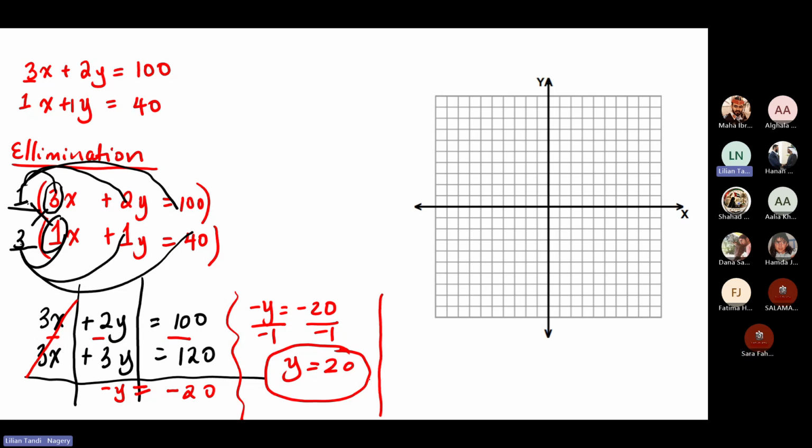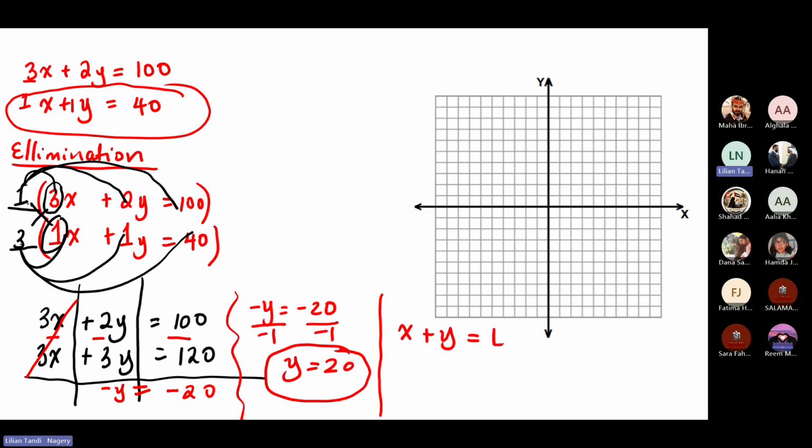Once I find y, I will find x. How do I find x? I need to choose either this equation or this equation. It doesn't matter. Whichever equation you want, you use it. I will choose this one because it has small rakams. I don't want to waste a lot of time. So I will write here, x plus y equals 40. What do I know? I know y. I will put it in parentheses. X plus 20 equals 40. To get x, I will minus 20 on both sides. So x will equal 20.